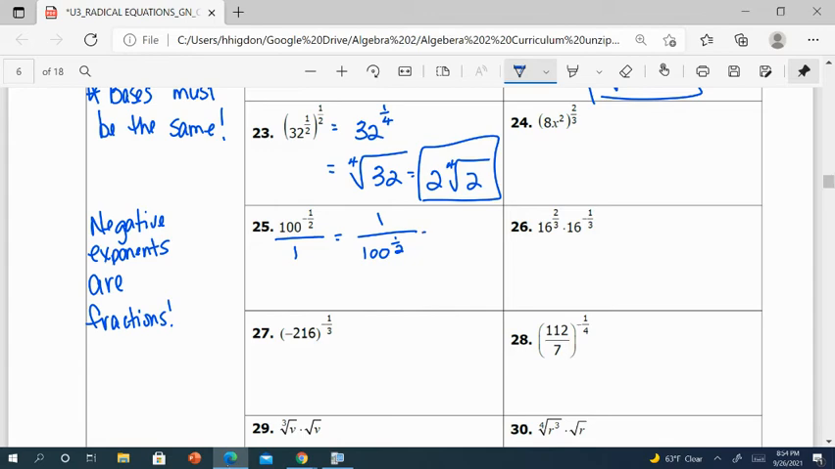So now we're going to rewrite this as 1 over, this becomes the square root of 100. 100 is a perfect square. The square root of 100 is 10. And my answer here is 1/10.